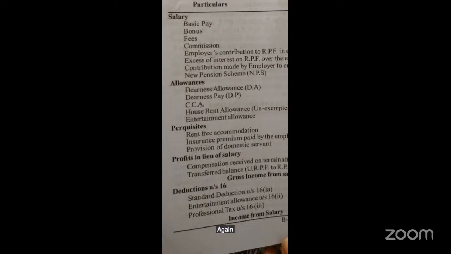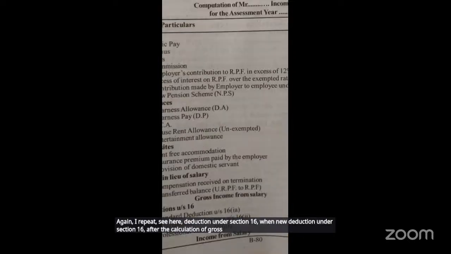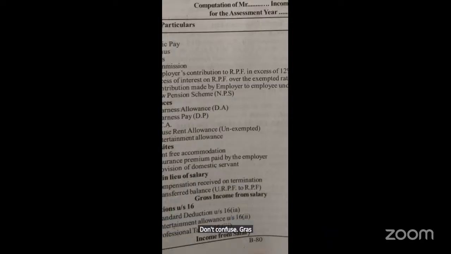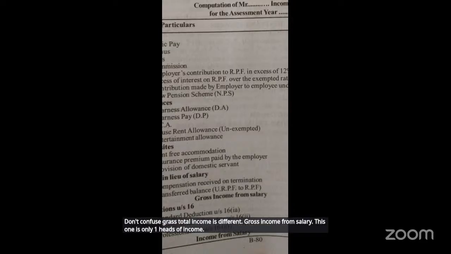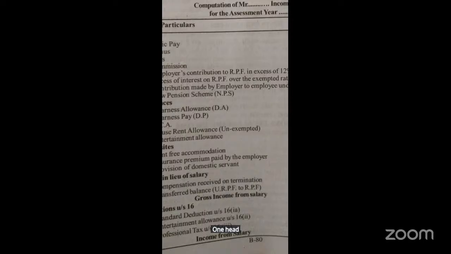Again, I repeat, see here, deduction under section 16. This comes after the calculation of gross income from salary. Don't confuse it; gross total income is different. Gross income from salary is only one head of income. One head of income only, and that one is income from salary only.